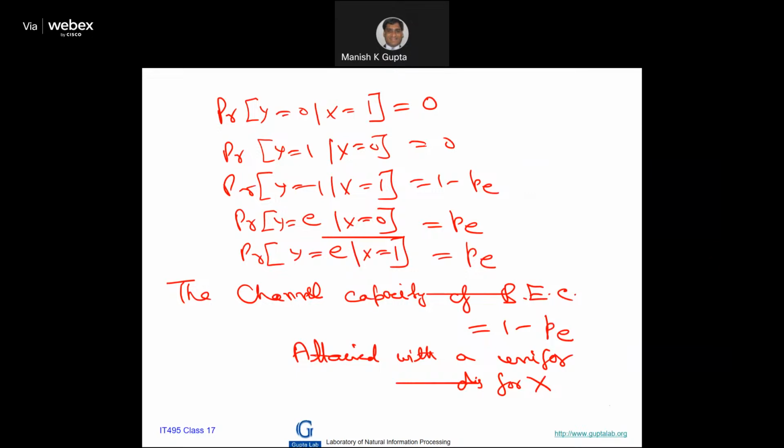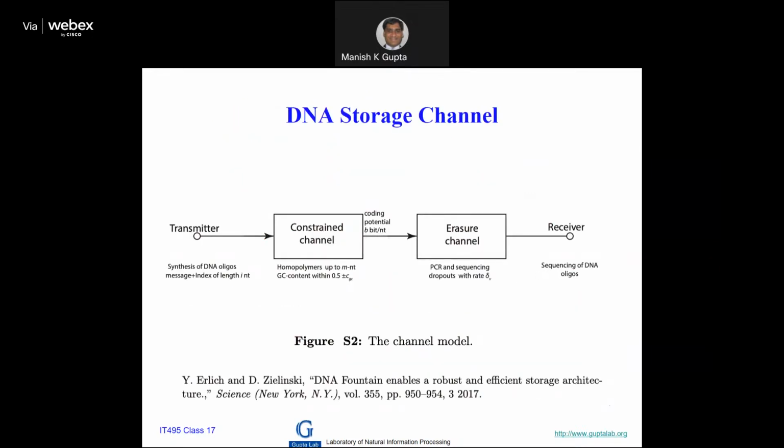Okay, so now here is the DNA storage channel that these people are considering. There are two parts. Of course, the transmitter is transmitting: synthesis of DNA oligos, which have message plus an index of length I nucleotides. That is what you are transmitting. The constrained channel: basically, homopolymers up to M nucleotides and GC content within 0.5 plus or minus GC. These two conditions we assume are already there. So the coding potential is B bits per nucleotide.